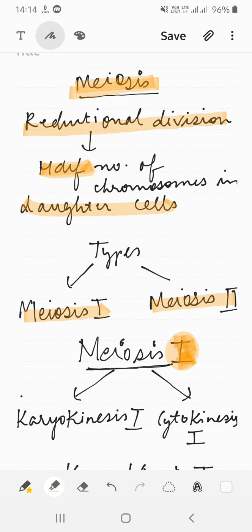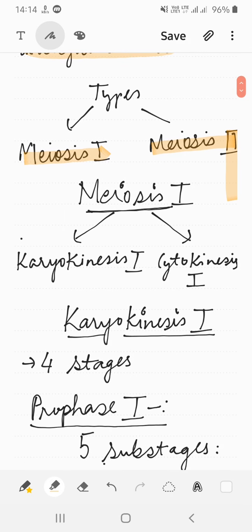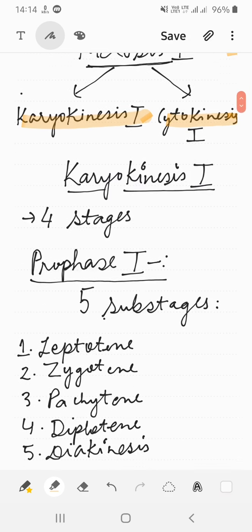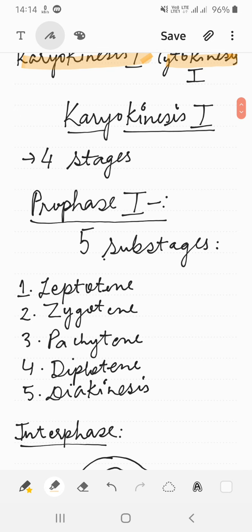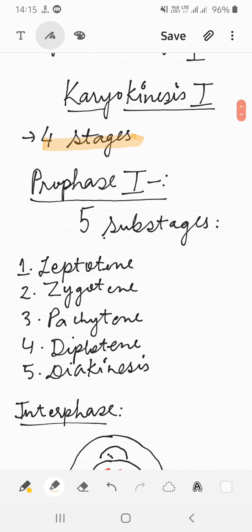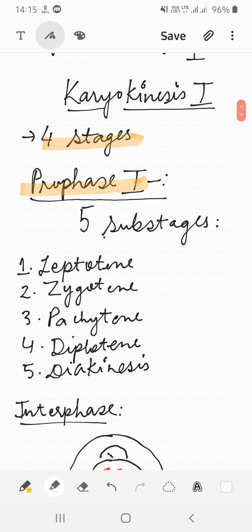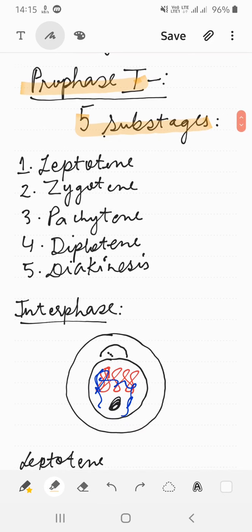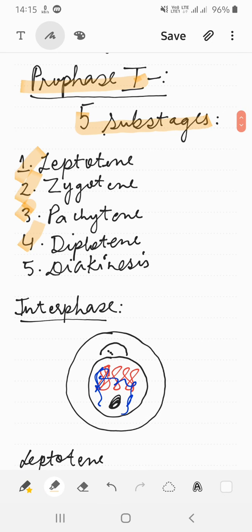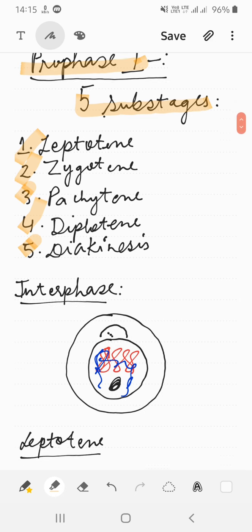So meiosis I consists of karyokinesis I and cytokinesis I. And what changes take place in karyokinesis, meaning the division of the nucleus, consists of 4 stages. Prophase I, which is further divided into 5 substages, that is leptotene, zygotene, pachytene, diplotene and diakinesis. So first we are taking prophase I with interphase.